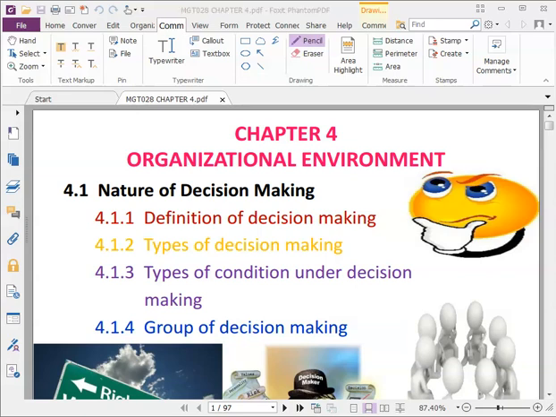Suara saya dengar jelas ke tidak? Suara saya jelas tak? Dengar Okay, very good. So let's continue.